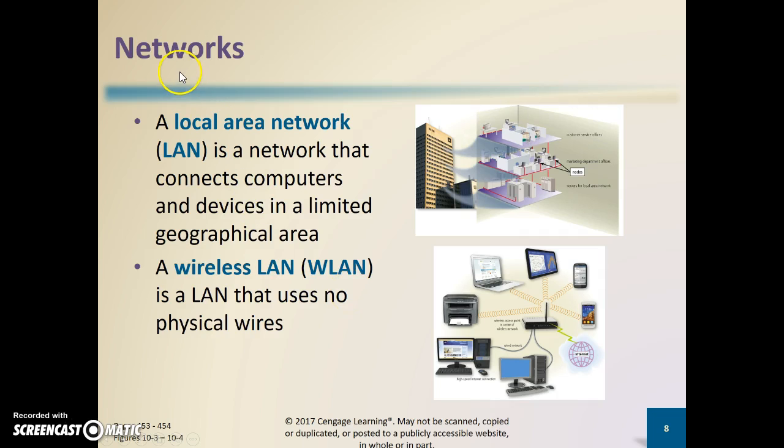So these are the types of networks. One is LAN, a local area network, and it's limited to a small geographical area, so it could be in a certain building that could have a local area network. Then you have wired or wireless LAN, WLAN, or the wireless LAN. It uses no physical wires for its setup, so everything is just wireless transmission.